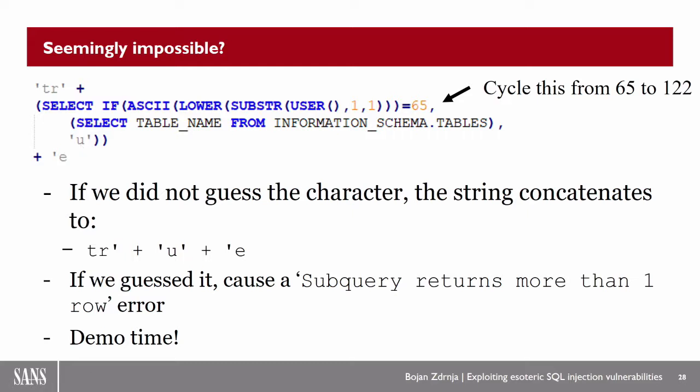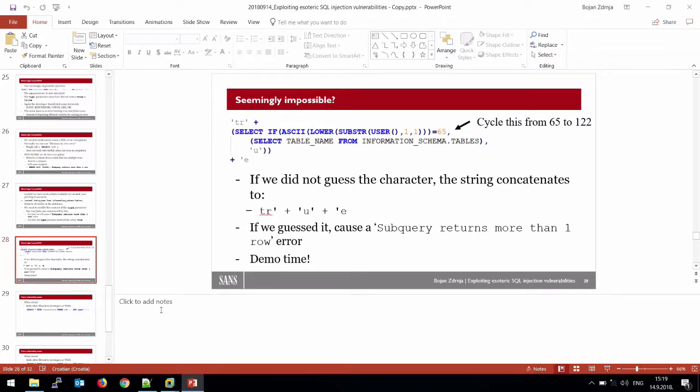See what we get? If the first character is not 65, we get TRUE, true. That will be our string. If it is, then we cause an exception. And by comparing those 2 cases, again, we can deduce what the result of this particular query was. Let me demo that. Make more sense.